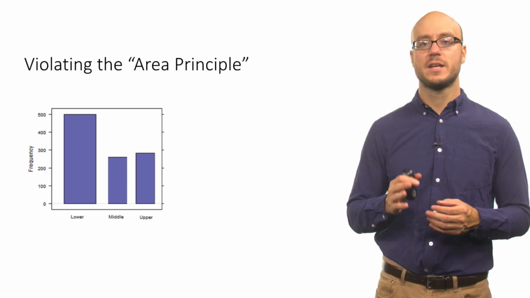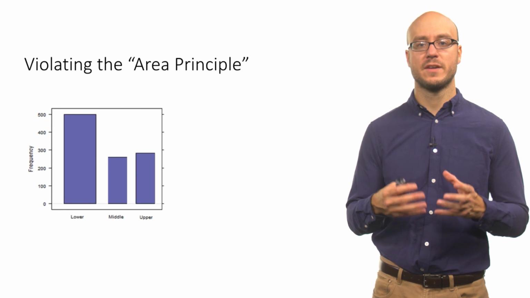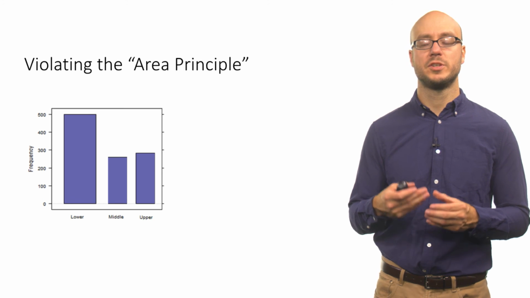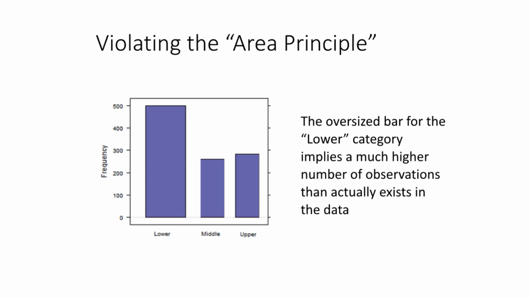So here's another example, in a 2D context, of violating the area principle. This is the same bar graph of counts for the different categories of the passenger class variable. You can see we have lower, middle, and upper classes, and then we have a number of counts. However, the lower class category has a much larger bar, just width-wise, which is meaningless. There's nothing about the width that is informative about the data, and it implies many more observations in that lower category than actually exist. So this is a violation of the area principle because the size of the bar is not in relation to the magnitude of the value it represents.